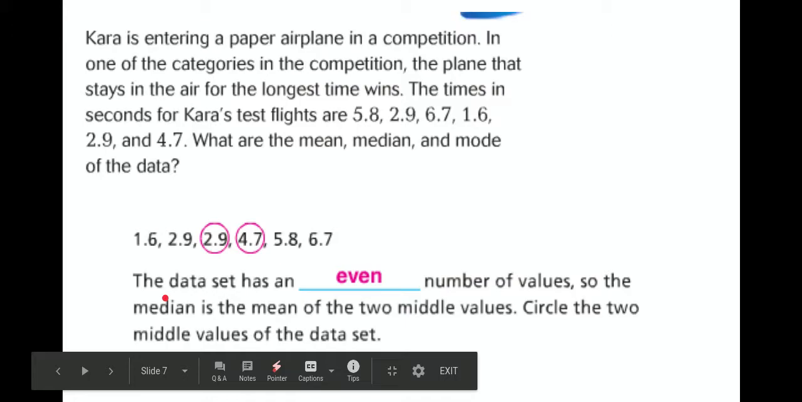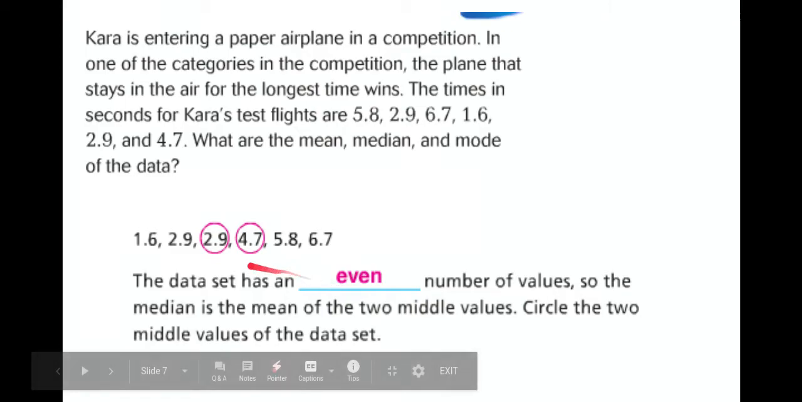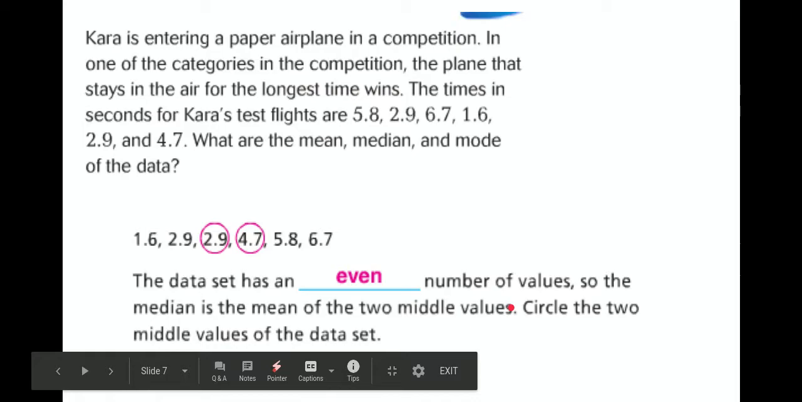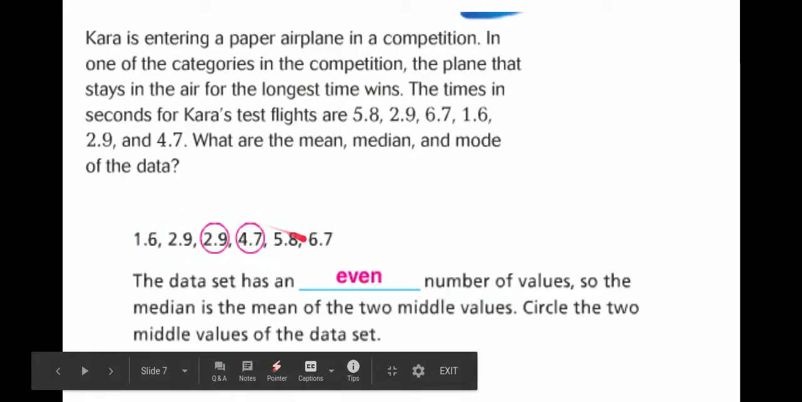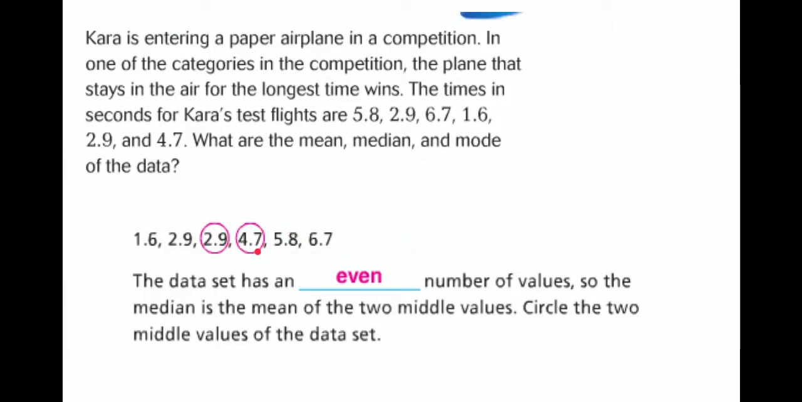So let's read this, and then we'll do whatever it is we're supposed to do. The data set has an even number of values. This is the data set, and it has 6 values in it, which is an even number. So the median is the mean of the 2 middle values. Circle the 2 middle values of the data set. Because we have an even amount of numbers, we don't have one number that is in the middle. We have 2 numbers that are in the middle. So what we have to do is find the middle of these 2 numbers, or find the mean of these 2 numbers.